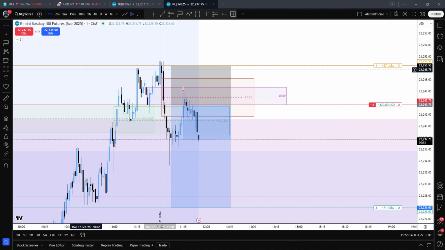Okay, so as you just saw, we got tapped into the trade there inside of that breaker, and I really like the fact that we didn't close above the mean threshold of the breaker. That's a very good sign, and the fact that we displaced lower from it only adds to the confluence of this trade.